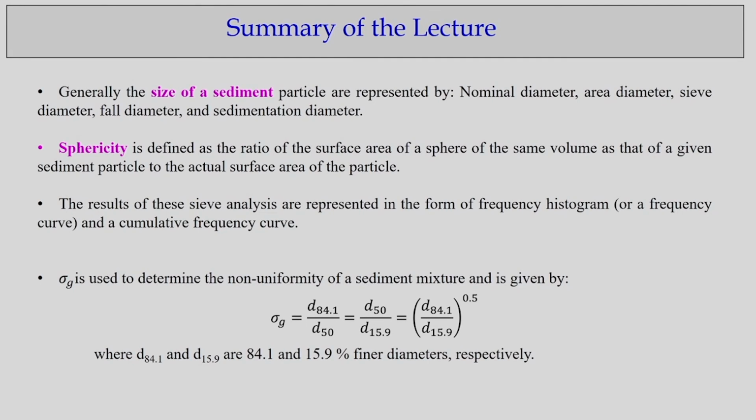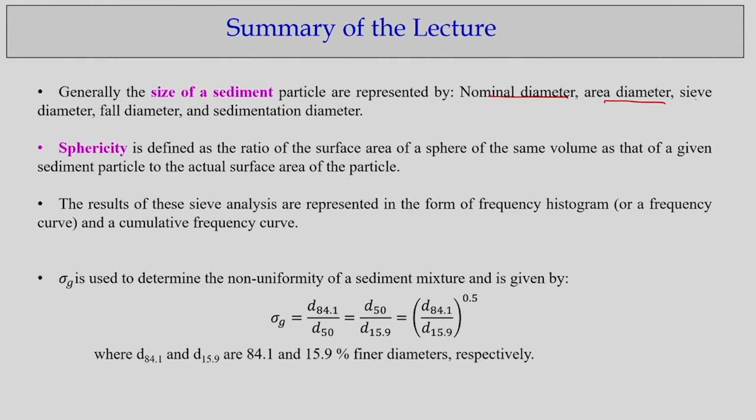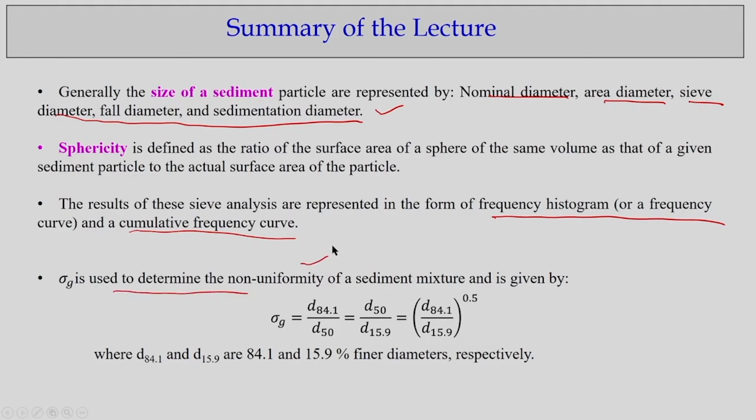With this, let me come to the summary of this second lecture. Most of what we have talked about brings in the concepts of nominal diameters, area diameters, sieve diameters, fall diameters and sedimentation diameters. We talked about the frequency curve and the cumulative frequency curve. We also talked about how we define whether sediment mixtures are uniform or non-uniform, and we talked about geometric standard deviation, which we use to find out whether you can consider the sediment uniform or non-uniform.